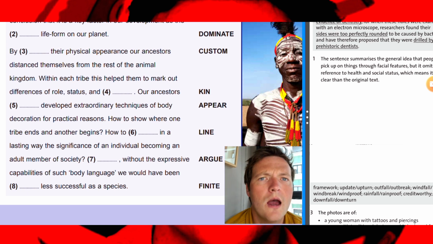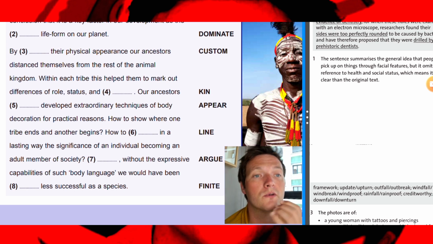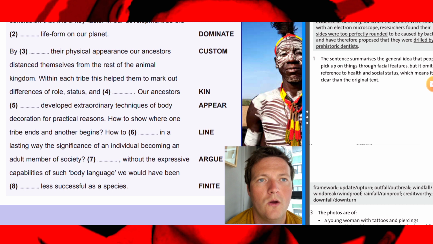Our ancestors, I guess from what we can observe from archaeological finds, apparently developed extraordinary techniques of body decoration for practical reasons. How to show where one tribe ends and another begins. How to, in a lasting way, show the significance of an individual becoming an adult member of a society.